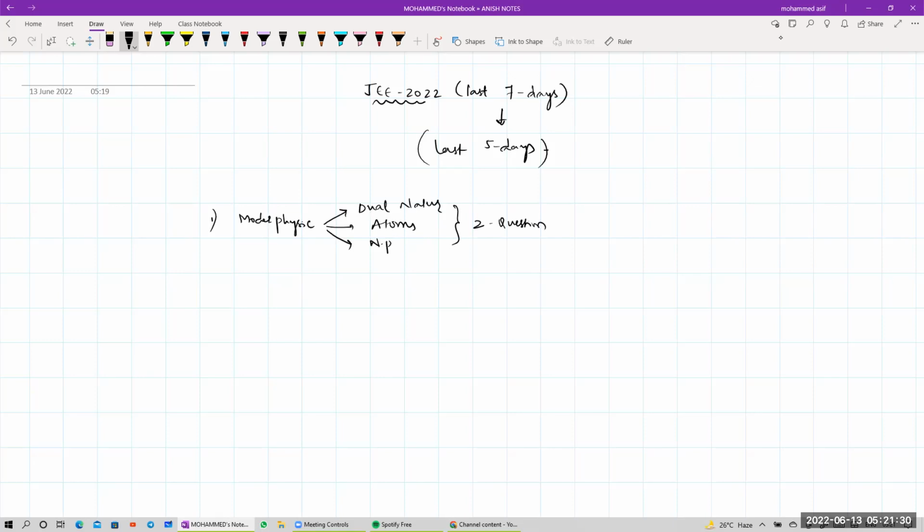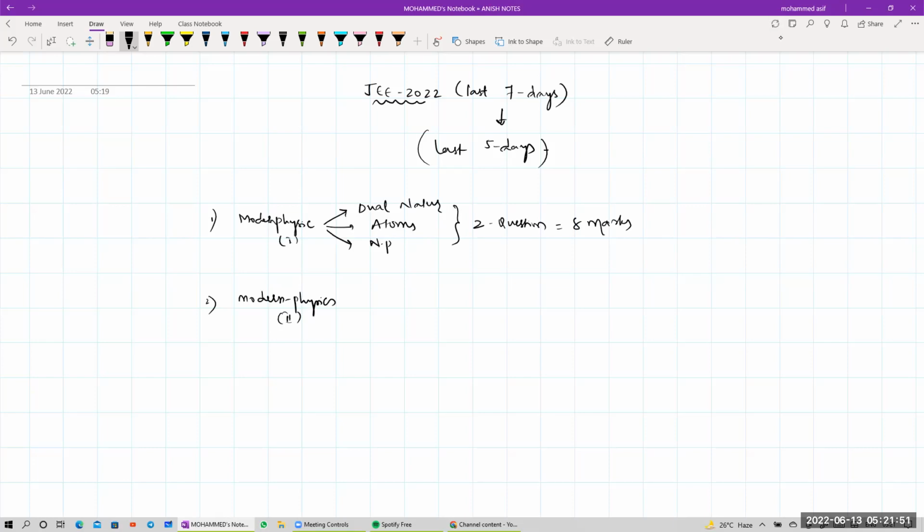2 questions means how many marks? 8 marks. 8 marks. The next one is modern physics 2. This is modern physics 1.